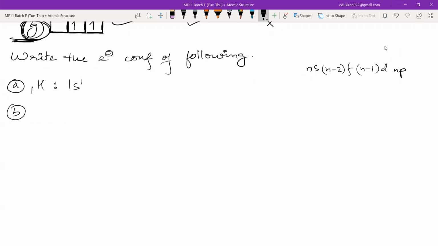And for B, let us say you have helium. Helium has 2 electrons. So 1s, and the 2 electrons will go in the s subshell because the s subshell can hold how many? 2 electrons.